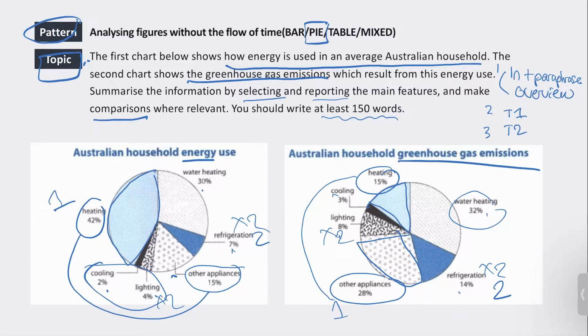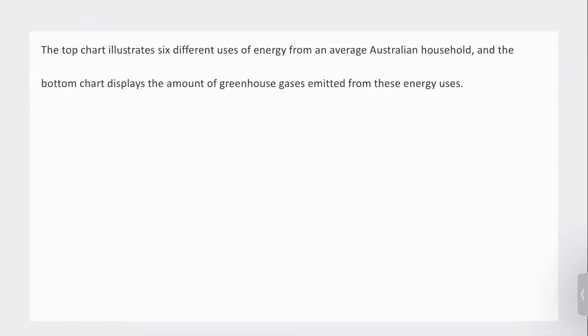Okay, so once you've marked up your chart and you've decided what you're going to talk about and you've made your plan where you've said where you're going to talk about which feature, okay, you should start writing. So let's see what this candidate's done. The top chart illustrates 6 different uses of energy from an average Australian household, and the bottom chart displays the amount of greenhouse gases emitted from these energy uses. Okay, so as a paraphrase, no problem with that.